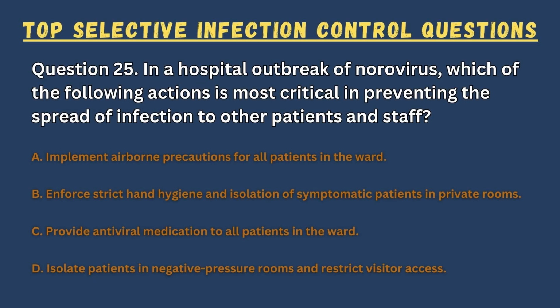Question 25. In a hospital outbreak of norovirus, which of the following actions is most critical in preventing the spread of infection to other patients and staff? A. Implement airborne precautions for all patients in the ward. B. Enforce strict hand hygiene and isolation of symptomatic patients in private rooms. C. Provide antiviral medication to all patients in the ward. D. Isolate patients in negative pressure rooms and restrict visitor access.